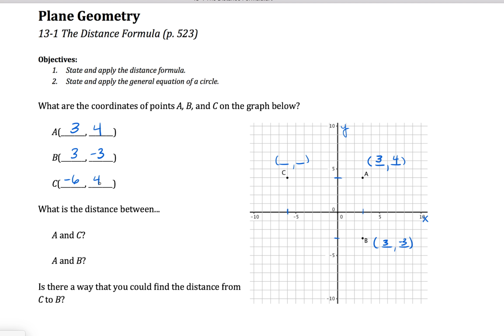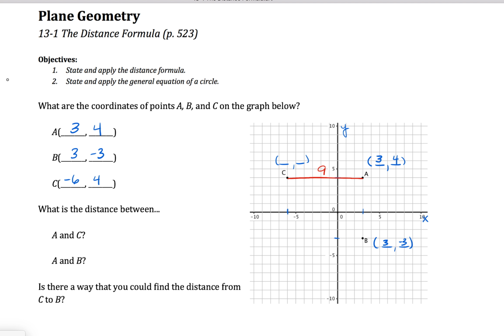So negative 6, 4. And then the next thing I want to take a look at is, well, what's the distance between A and C and the distance between A and B? So the distance between A and C could be thought of as the length of a segment that connects A to C, right? So if I draw a red segment here, it would be the length of that segment. And since A and C are on the same horizontal grid line, I can just count the boxes. 1, 2, 3, 4, 5, 6, 7, 8, 9. I can see that's 9 boxes.